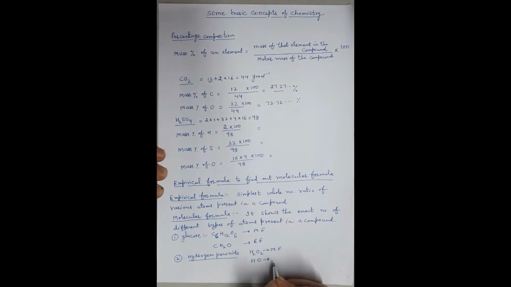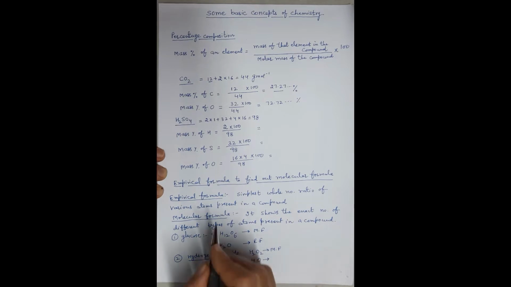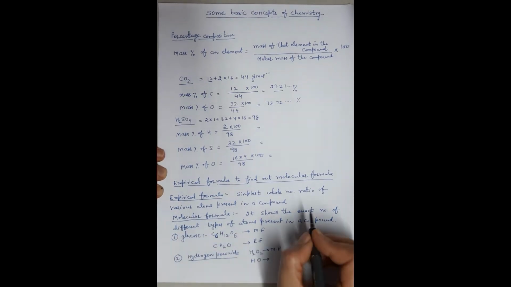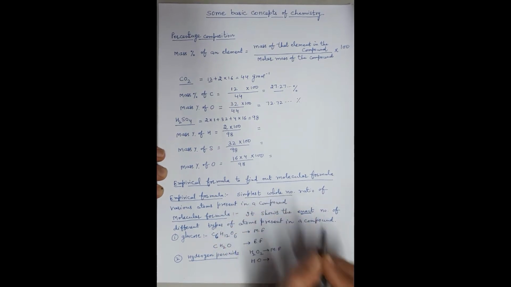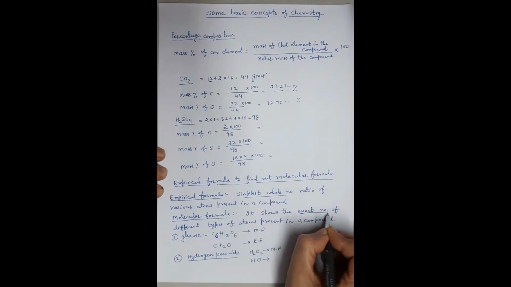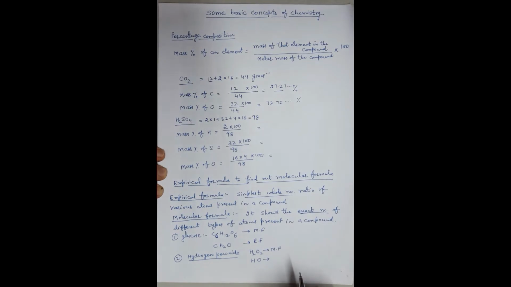So the simplest whole number ratio will give you the empirical formula, whereas the molecular formula gives the exact number of different types of atoms which are present in a compound. So this is HO, and this is the empirical formula.